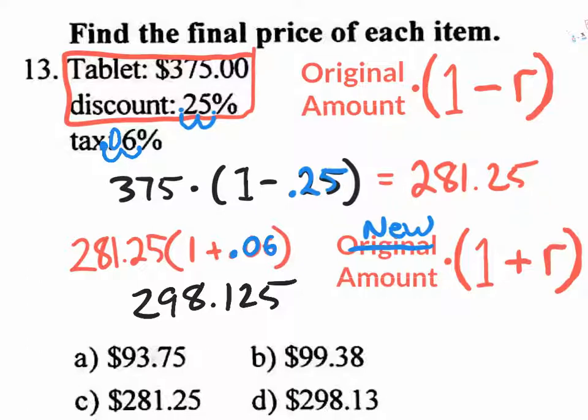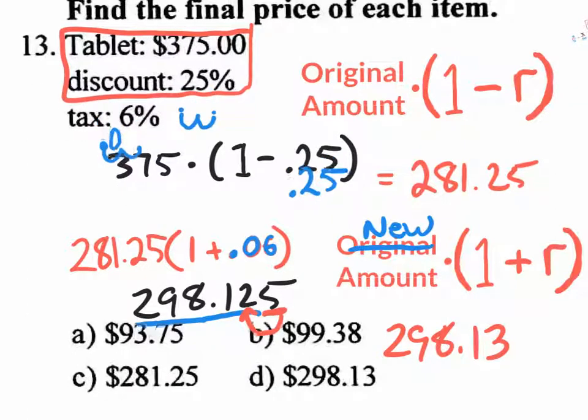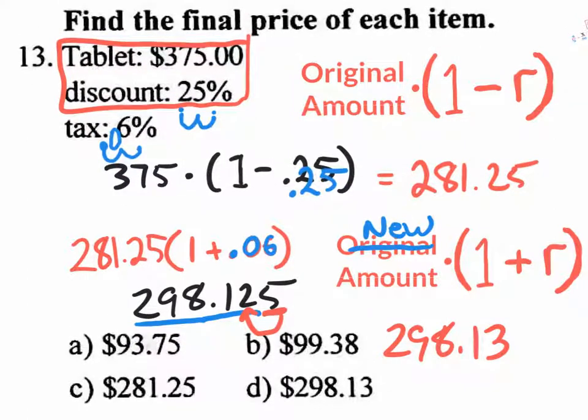Perfect. Now, right here, we really are talking about dollars, not whole percents, right? So we need to have dollars and cents. So here, $298.12. But this 5 right here makes the 2 go up to a 3. So it's really $298.13, which is option D.